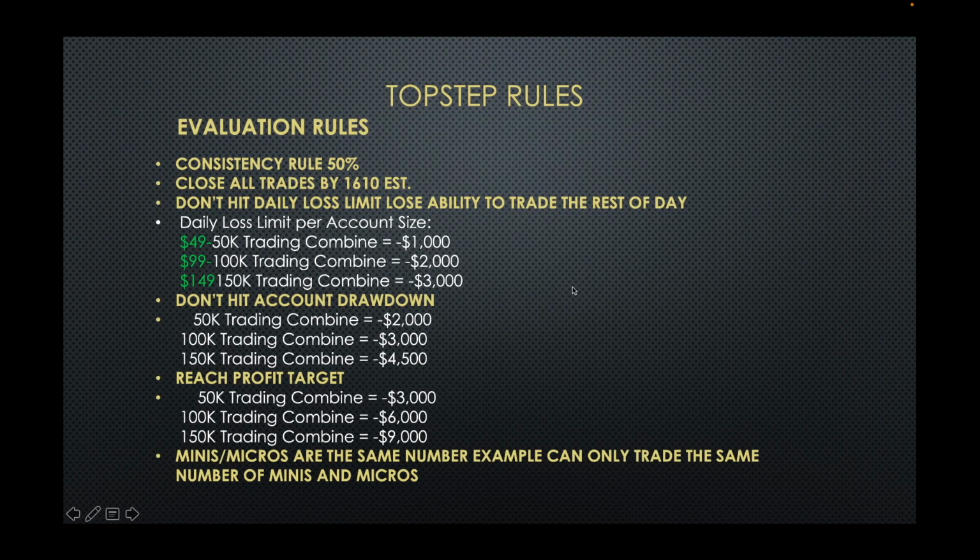Okay, so Top Step, their evaluation rules, they have a consistency rule, but it's only in their evaluation. So for example, say the 50K account, you have a $3,000 profit goal, you can't make more than $1,500 in 1 day, or you have to make more profit goal. So we'll say you make $2,000 in 1 day. So instead of $3,000, you need to make $4,000 to pass that account. So that's how that consistency works.